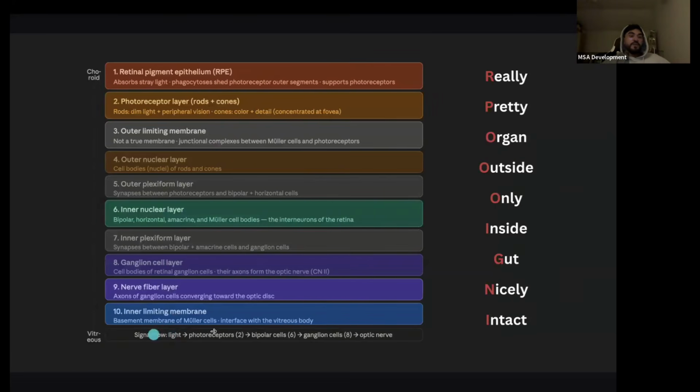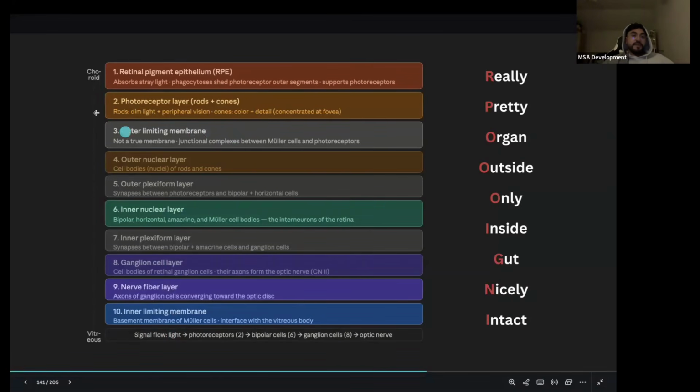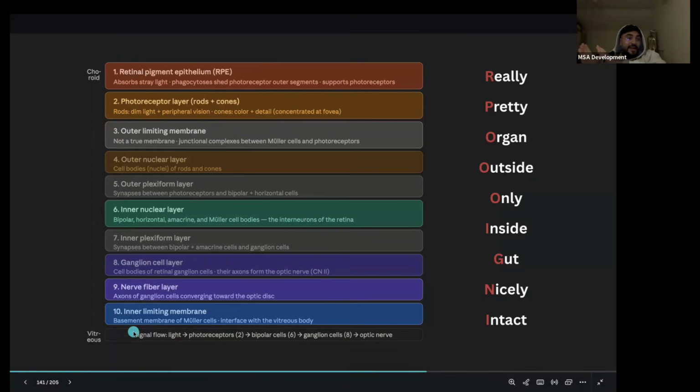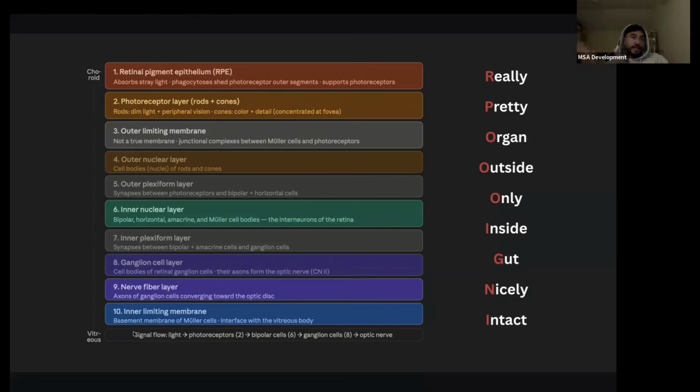Okay? So if you look here, this is from the choroid all the way to the vitreous. So from out, in. Okay? All the way from the outer part of the retina, you'll have the retinal pigment epithelium. So basically, this helps in supporting your photoreceptors. It will absorb any stray light, all right?